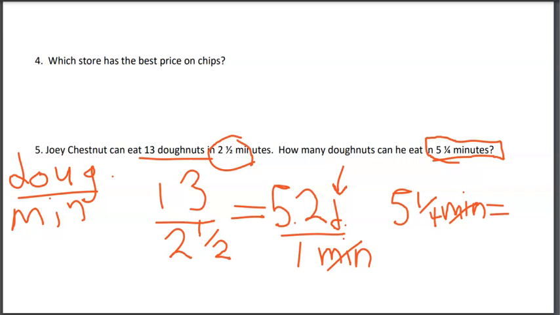Okay, so I'm going to plug these two things in my calculator. I'm doing 5.2 times 5.25. You could plug it in as a fraction as well if you wanted. And I'm getting 27.3 donuts that he can eat in 5 1/4 minutes. So I would put my units right beneath it, donuts, and that would be my final answer.